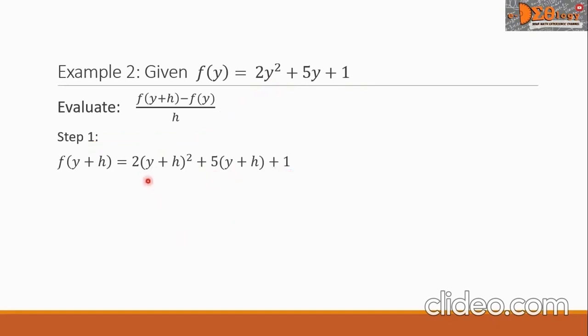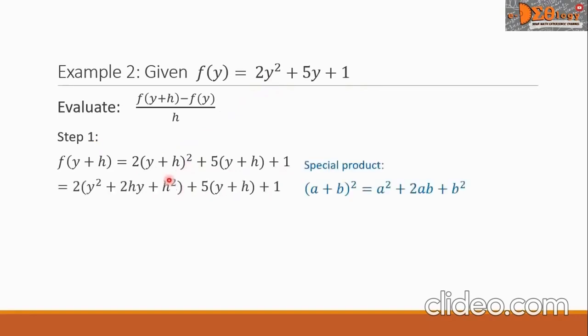Then let us simplify this square of binomial. I hope you still remember the special product when we have the square of a plus b. The answer is a squared plus 2ab plus b squared. We will apply this idea in the square of y plus h. So we have here 2 times the quantity y squared plus 2hy plus h squared. Then plus, we'll just copy all the remaining terms in here.